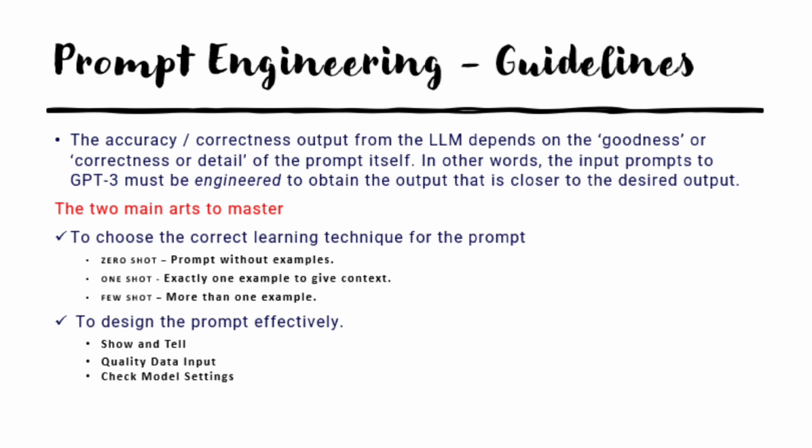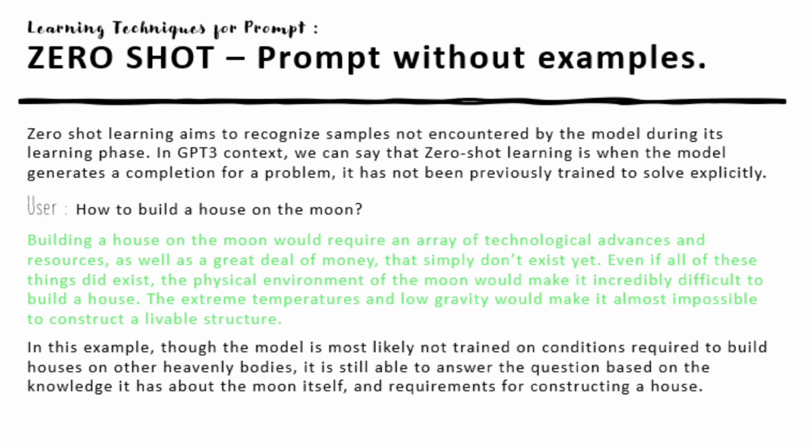So firstly we have zero shot. The learning technique of zero shot: zero shot means there is no shot, and consider a shot to be nothing but an example. Zero shot is no examples. If you are giving a prompt without examples, we call it zero shot.